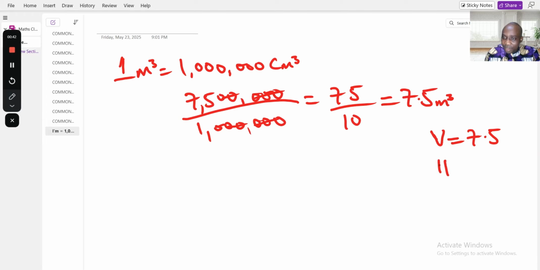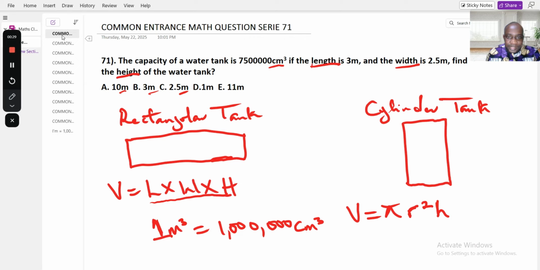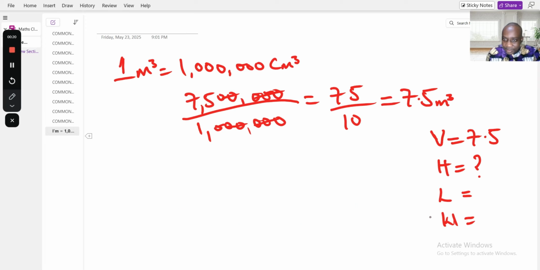What is our height? We don't know yet because I have not shown what our length and our width are. Let me go back to the question so that we get our length here. The question gives us a length of 3 meter and a width of 2.5. Let's go back. Length is 3, while this one is 2.5.